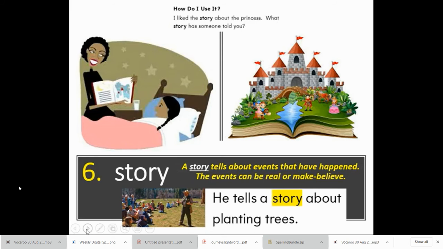How do we use the word story? I liked the story about the princess. What story has someone told you? Our vocabulary word is story.